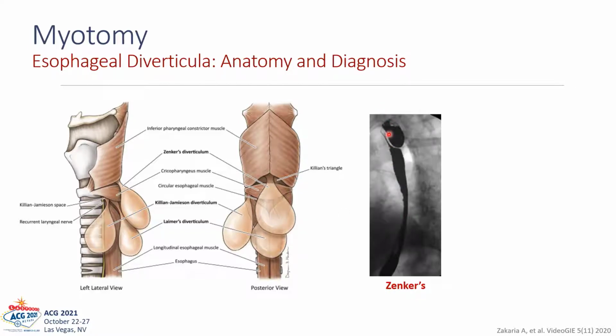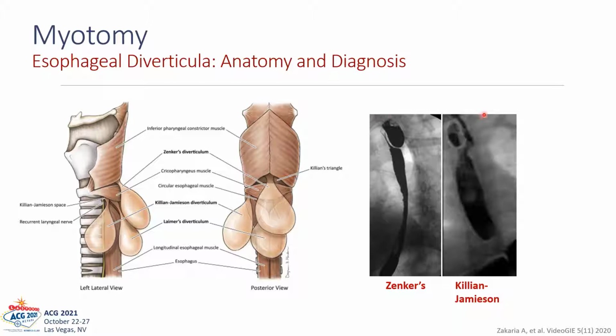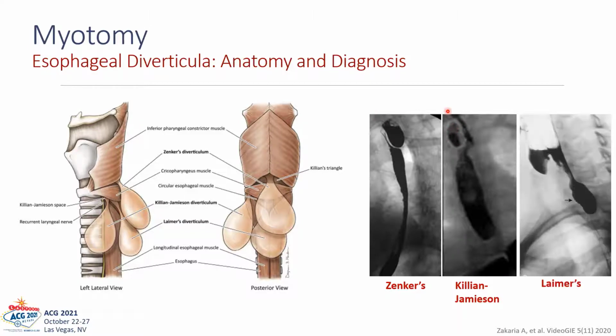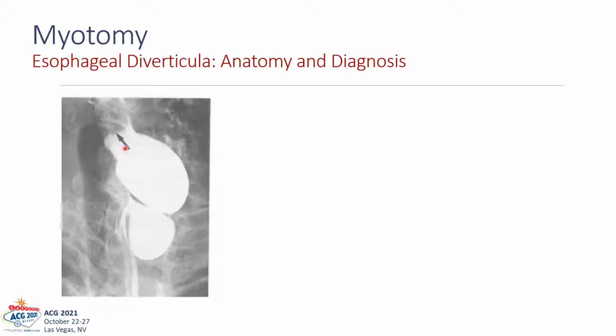This is what it would look like on an upper GI series. The Zenker's is posterior and above the cricopharyngeus. Killian-Jamison is lateral, right along that trachea, and the Lamer's is distal to the Zenker's below the cricopharyngeus. And here we see a Zenker's diverticula and Lamer's diverticula in the same patient.